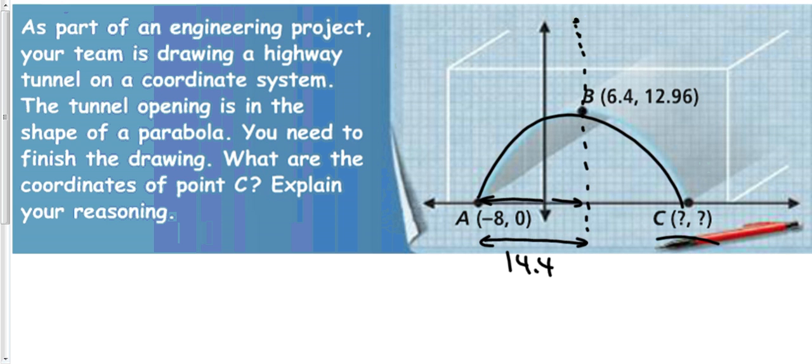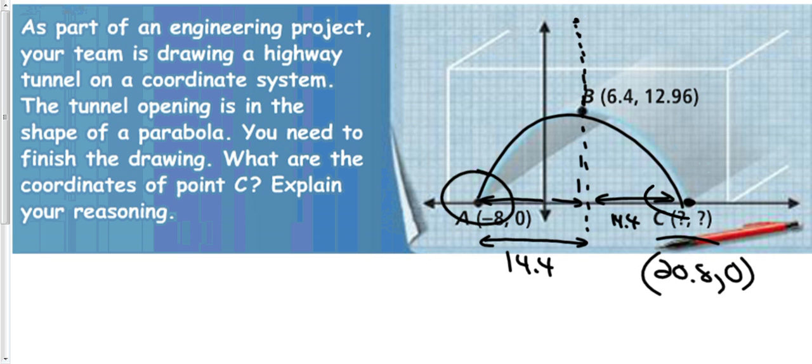Which means that because this line right here that goes down the middle is the axis of symmetry, this distance right here is also 14.4. Okay? And we can just add that to 6.4 to figure out that my x coordinate is going to be 20.8. And of course my y coordinate, this point is on the y-axis, so my y coordinate is 0. Okay? So now we have 3 interesting points on this parabola.